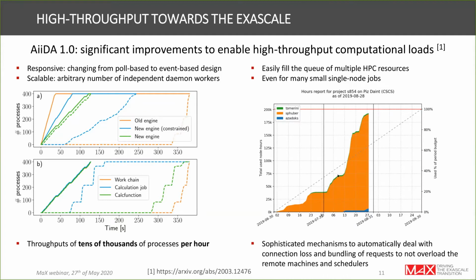On top of this, we've made sure not to overload the clusters, even in high throughput modes, by building in sophisticated mechanisms that will automatically deal with connection loss. So since AiiDA is running remotely over SSH, the calculations won't crash. It will automatically deal with this when the connection comes back online, and also will bundle requests so as to not overload the server and the scheduler itself.